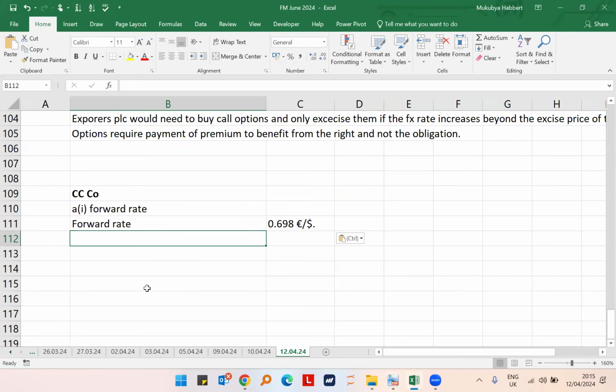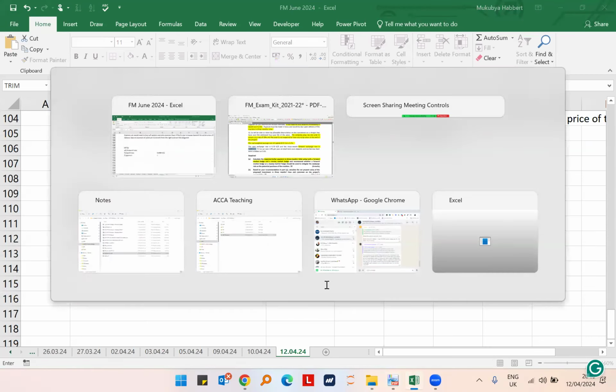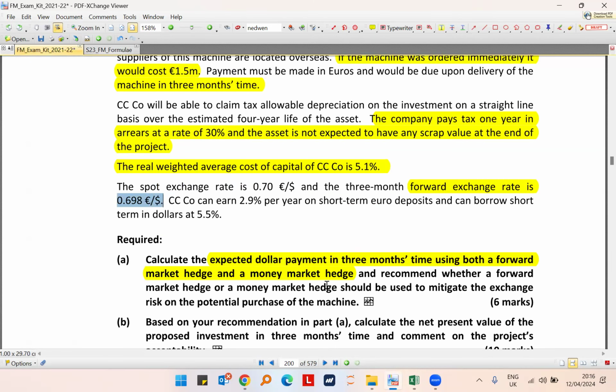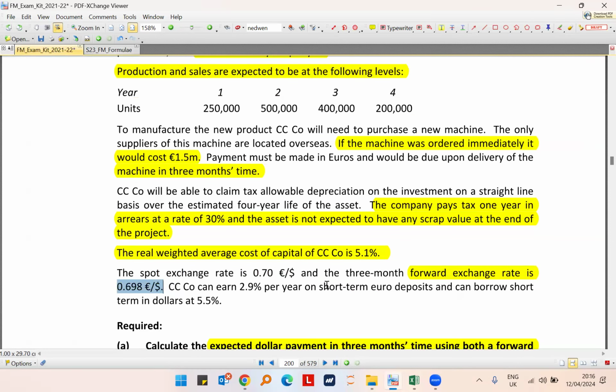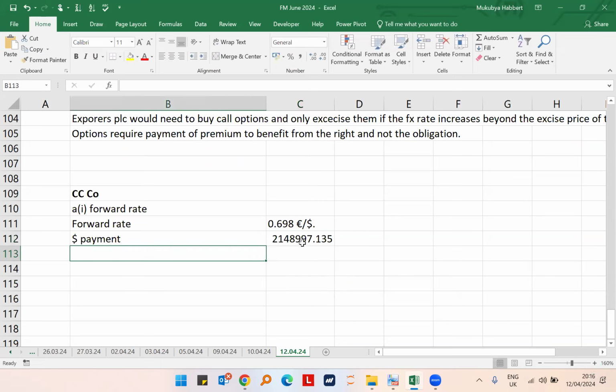Therefore, the dollar payment is going to be, now remember that we are converting to dollars, which is the base currency, so we are dividing. So it is 1.5 million divided by 0.698, which gives us $2.14 million. That is if we are using the forward rate.